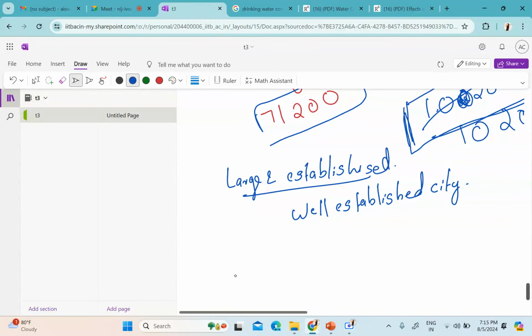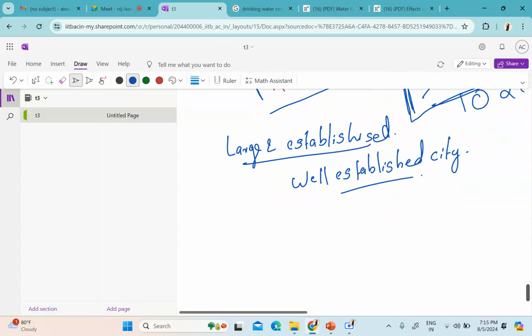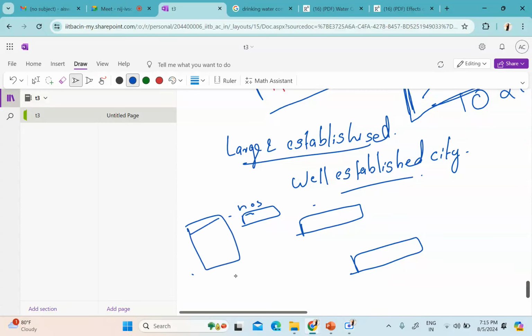Well established city means what? It means the city which is fully grown, fully developed. Everything is set: the hospitals, other industries, and everything is settled, which means it has reached a saturation level.